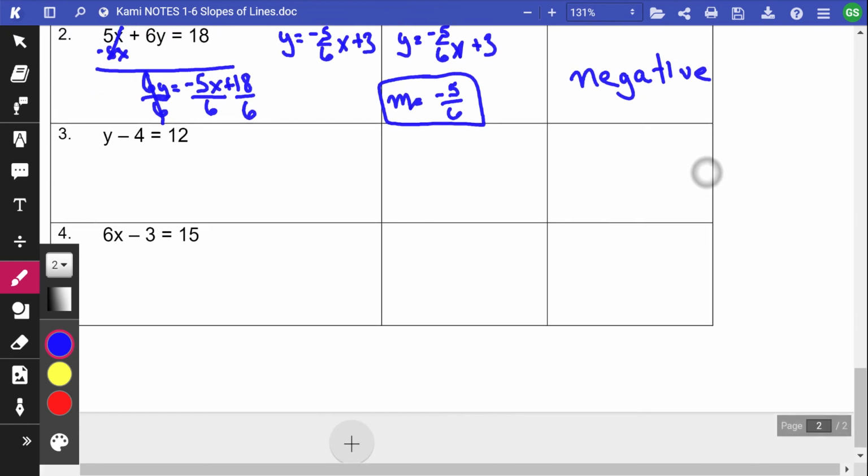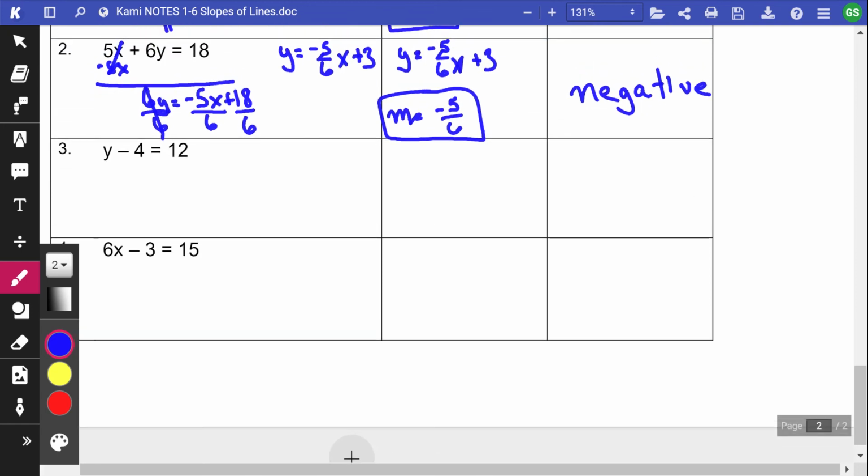Two more examples. Take a second and guess. Can you infer what type of examples they're going to be? We've had a positive, we've had a negative. What are the other two types of slope? That's right, horizontal and vertical. So let's see which ones are which.